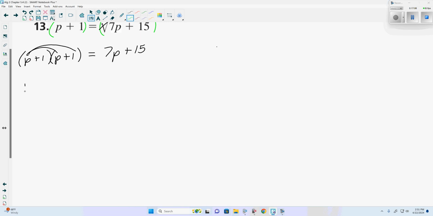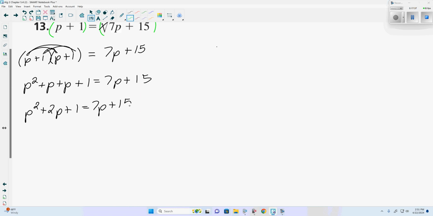Because here, p plus 1, we're going to have to distribute. Our p times p is p squared. P times 1 is plus p. 1 times p is plus p. And lastly, 1 times 1 is plus 1. So as I said, we will have p squared and we will have 1, but that's not all. We have plus 2p because of our middle term. So we have p squared plus 2p plus 1 is equal to 7p plus 15.